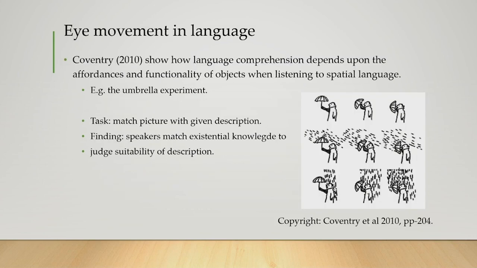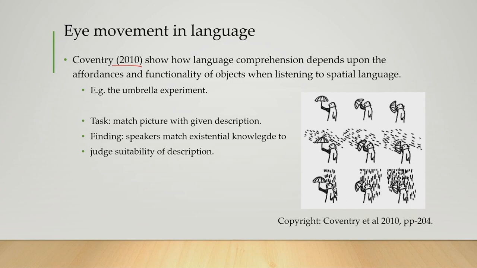There have been some interesting studies, but it is an emerging area again with respect to experimental work. One interesting study by Coventry 2010 shows how language comprehension depends upon the affordances. We have talked about affordances before, and functionality of objects. So, what one object can do. So, trees are climbable, you know.